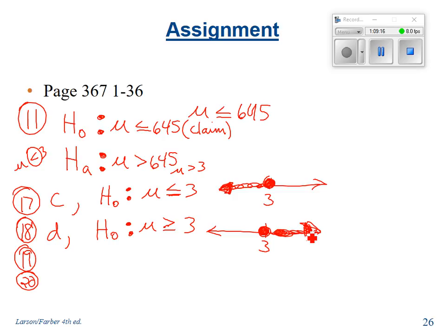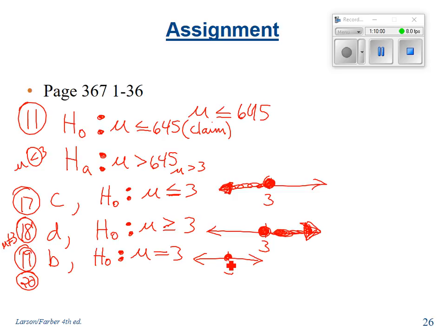Number 19, mu doesn't equal 3. Which graph on there shows mu not equal to 3? Just the 3 with the hole on it and everything else shaded, right? If mu doesn't equal 3, what's your null hypothesis going to be? Mu equals 3. What kind of graph's that going to look like? What number has to be on your graph? 3. What are you going to do with that? Just a dot on 3, right? That's it. You don't shade one way or the other.